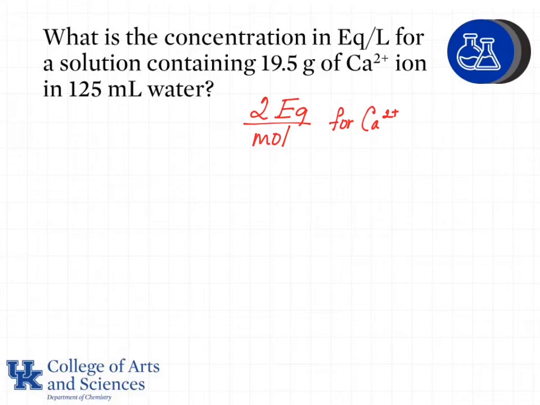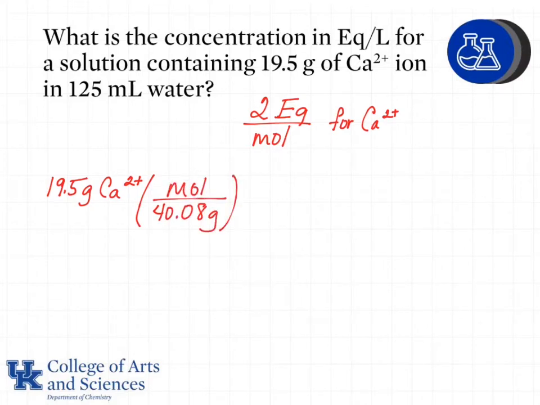This is a relationship we can use to help us identify the number of equivalents in a specific sample. We're going to start with our 19.5 grams of calcium, and we need to convert this to moles because our equivalent value is 2 equivalents per mole. So we have 40.08 grams per mole from the molar mass.